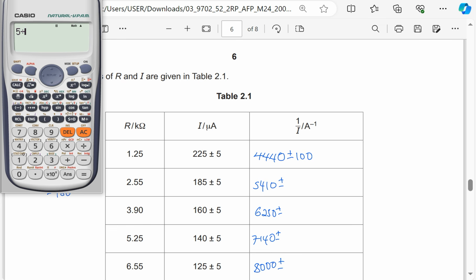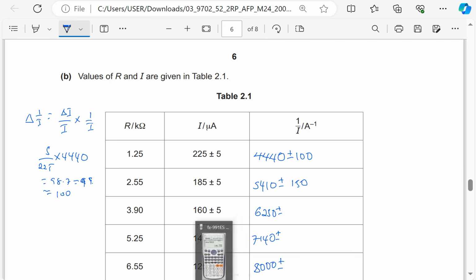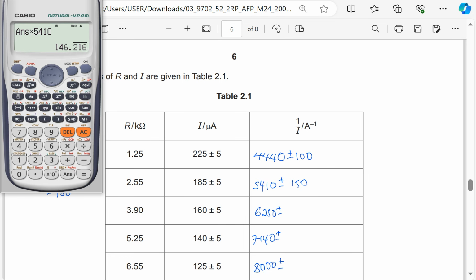The next one will be 5 divided by 185, then times 5410. So I'll write one significant figure, or I can even write two significant figures. The mixture is allowed. So this will be 150, approximately 150. The next one is going to be 5 divided by 160 times 6250. So this is 195, which is approximately 200.